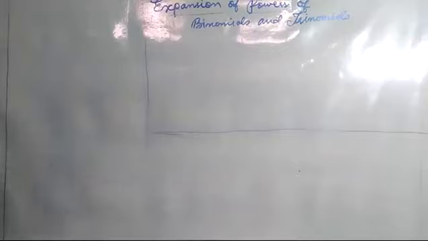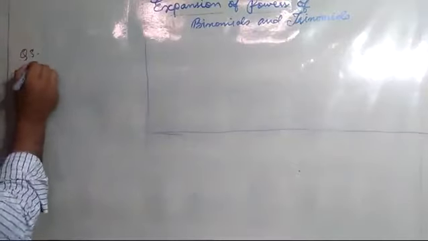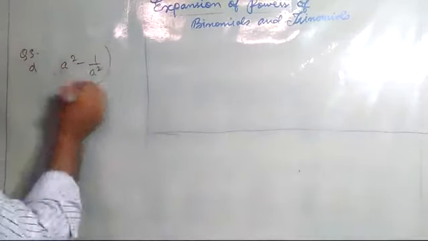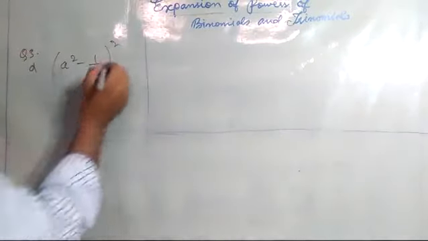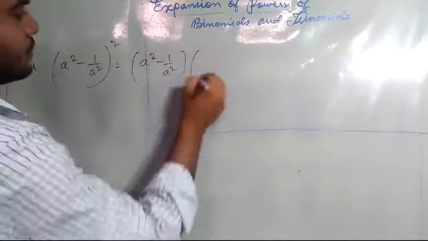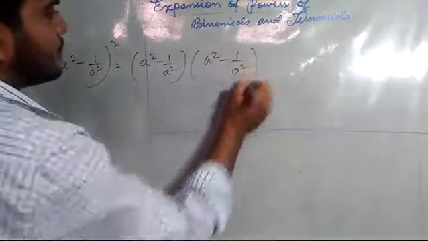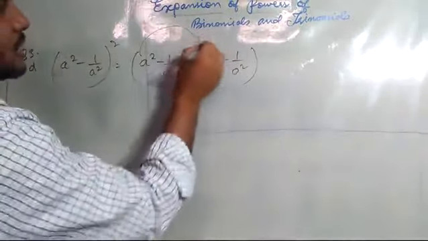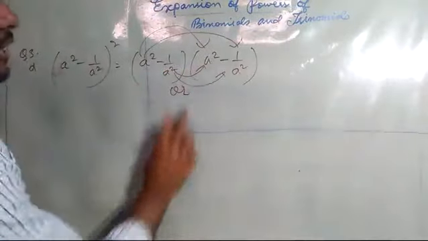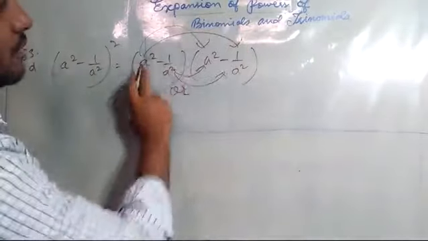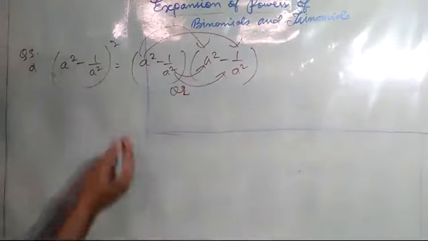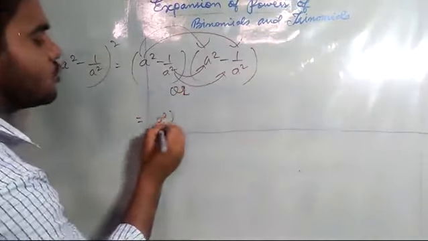Now expand the squares. Question number 3, subpart D. They are asking to expand the square of a square minus 1 by a square, and above this they are writing whole square. Now if you want, either you follow this method, multiplying first, outer, inner, last, or if you know the formula, directly you can write a square whole square.